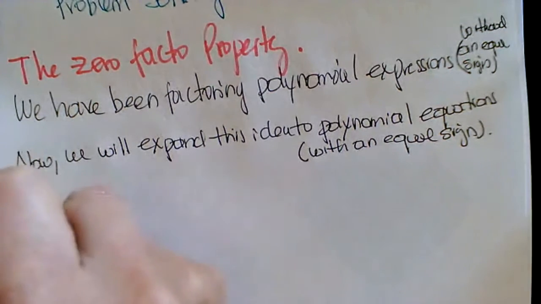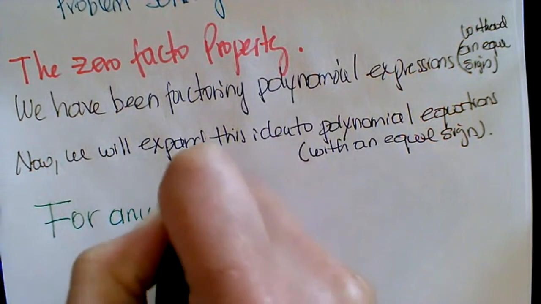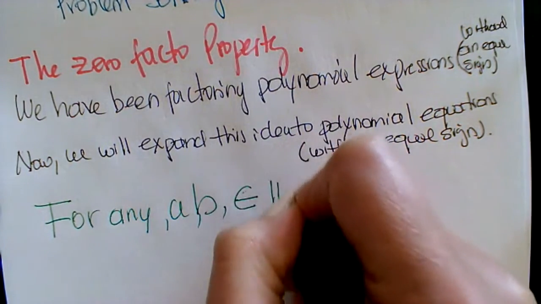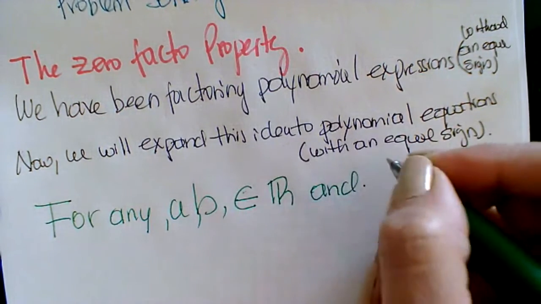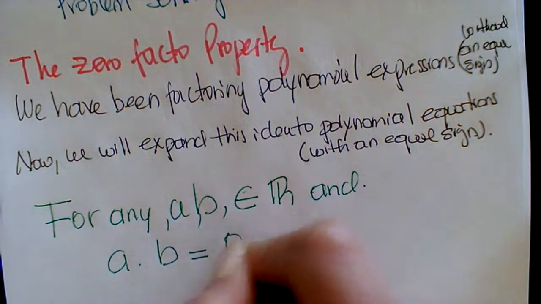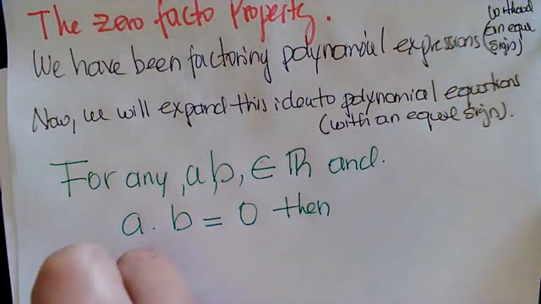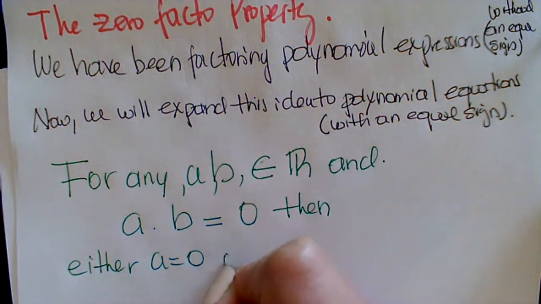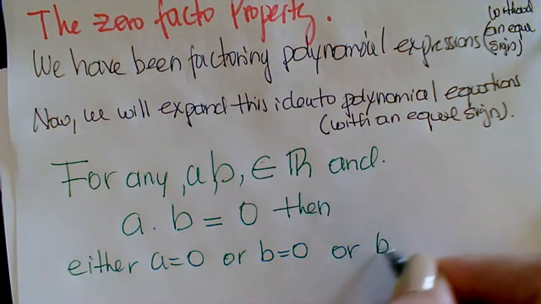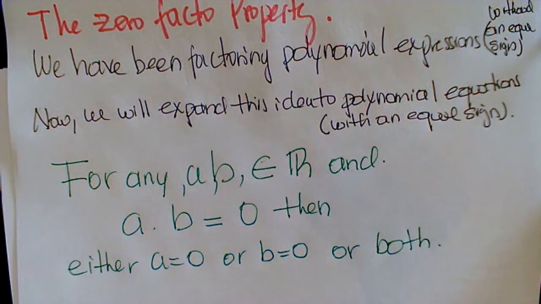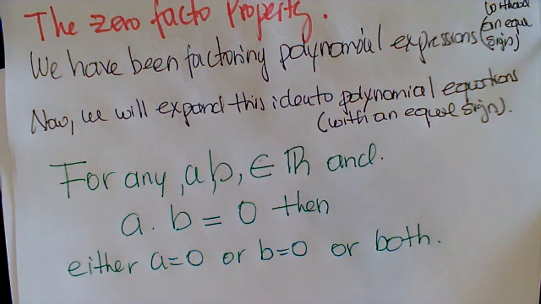The zero factor property says that for any A and B that are elements of the real numbers, if A times B is equal to 0, then either A is equal to 0 or B is equal to 0, or both. So in other words, if you end up with a product of 0, one of the factors, if it's not both, has to be 0. That is the only way a product gets pulled down to 0: one of the factors or both factors are equal to 0.